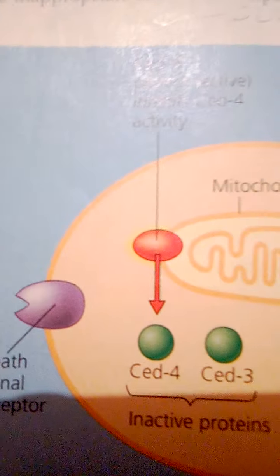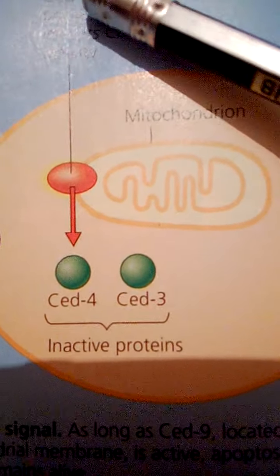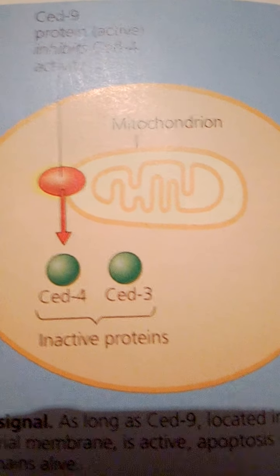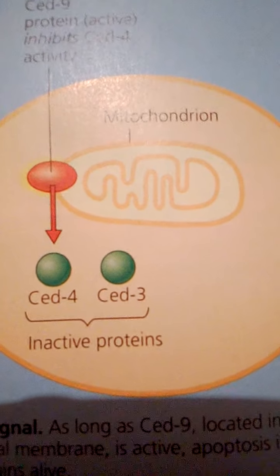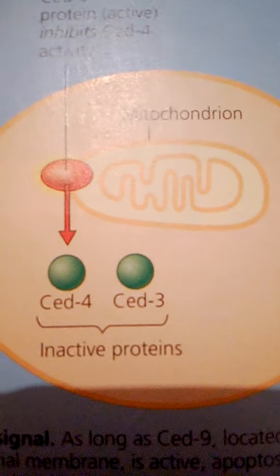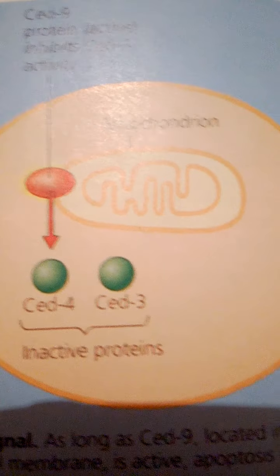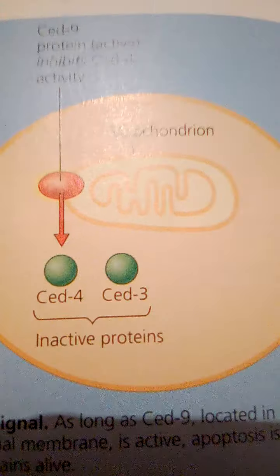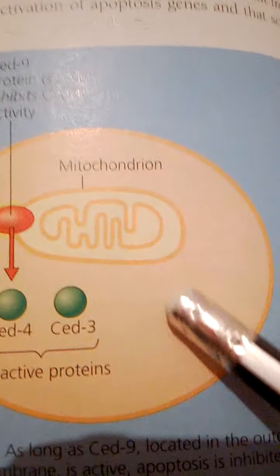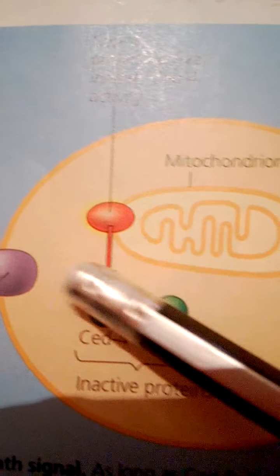These and most other proteins involved in apoptosis are continually present in cells, but in inactive form. Their activity is regulated not by transcription or translation. In C. elegans, a protein in the outer mitochondrial membrane called CED-9 regulates them.